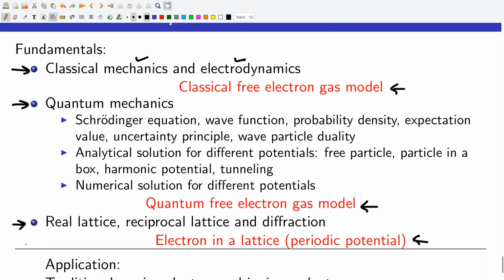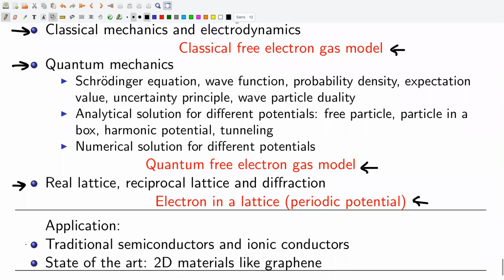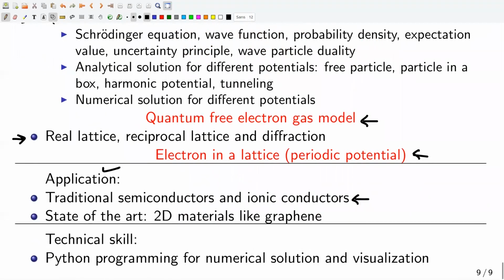So after we are done with the fundamental part, we will learn a little bit about the application. In the application part, we will learn about traditional semiconductors and ionic conductors like silicon, sodium chloride, etc. And then we will learn about the state of the art, for example, 2D materials like graphene. Throughout the course, Python programming will be used for numerical solution and visualization.